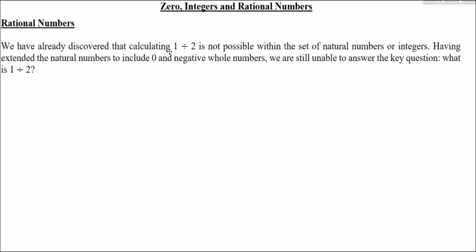So we've discovered that 1 divided by 2 wasn't possible within the set of natural numbers. It's also not possible with the integers either. 1 divided by 2 isn't going to be either a natural number or integer. So division still isn't closed under the integers. So we still have a problem to resolve. Having extended the natural numbers to include 0 and negative whole numbers, we still can't answer the question: what is 1 divided by 2?